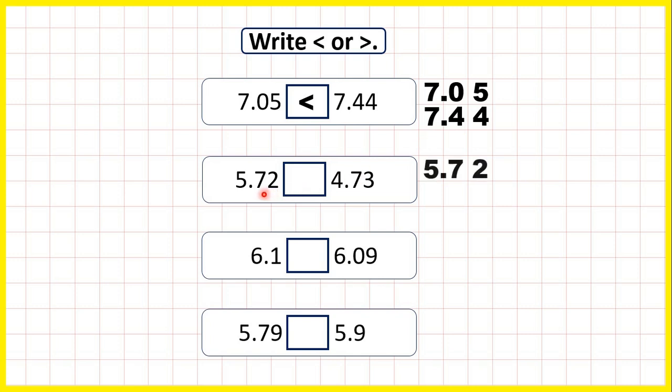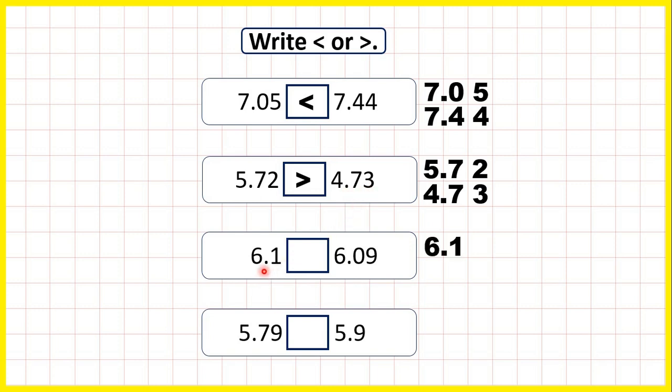Next we have 5.72 and 4.73. Remember, we start by comparing the larger place values, and when we compare the ones, we can see that 5 is larger than 4, so we know straight away that 5.72 must be larger than 4.73.